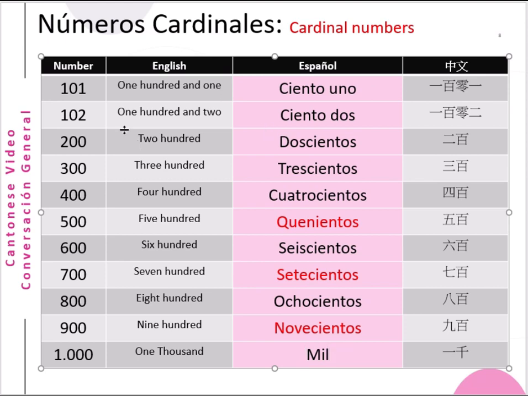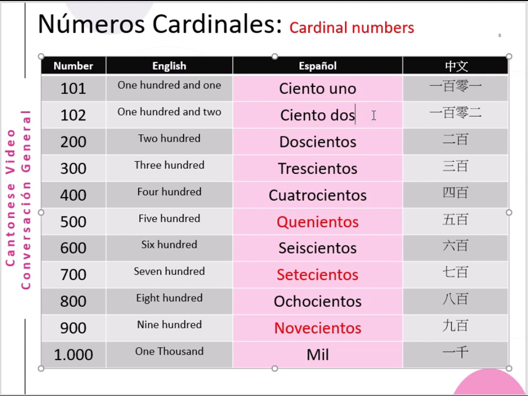1,000. So try again. 101, ciento uno. 102, ciento dos. 103, ciento tres. 200, doscientos. 300, trescientos. 400, cuatrocientos. 500, quinientos. 600, seiscientos. 700, setecientos. 800, ochocientos. 900, novecientos. 1,000, mil.